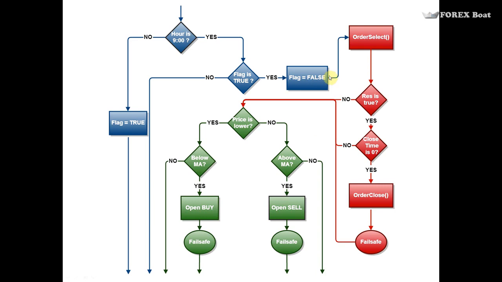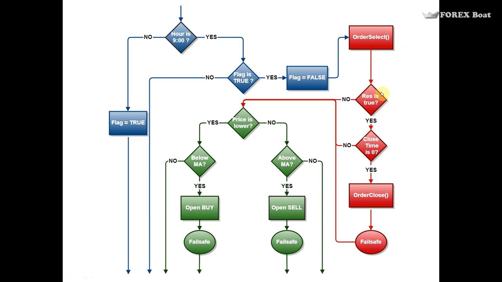So after we've set the flag to false, this red part is responsible for checking if there are any orders that already exist. If we have an existing order, we want to check if we want to close it. So we have the ticket number. As you remember, we know how, after sending the order, to preserve the ticket number of that order. So using that ticket number, we'll select an order, and OrderSelect is something we discussed earlier in this course.